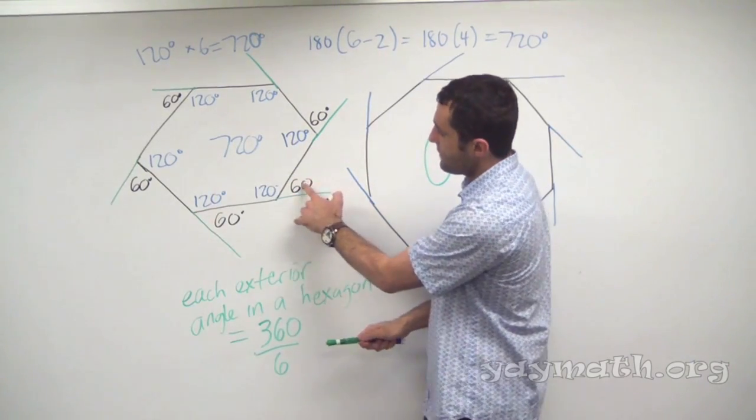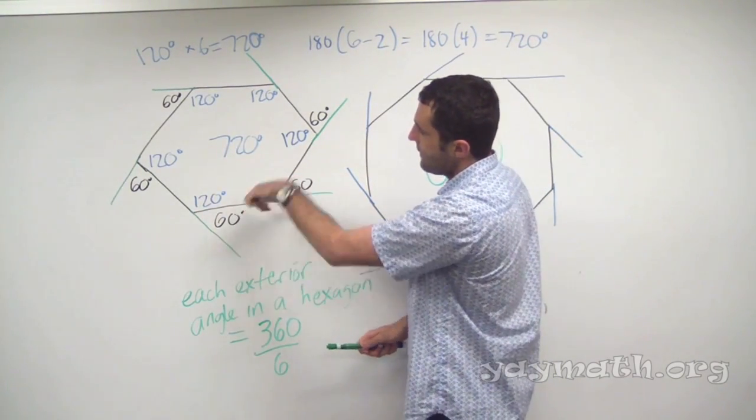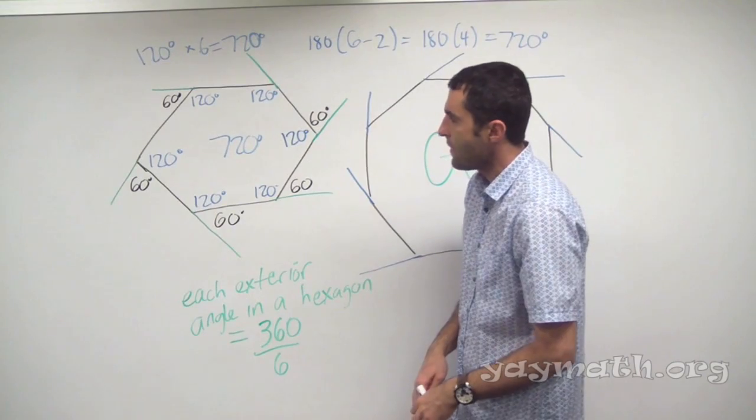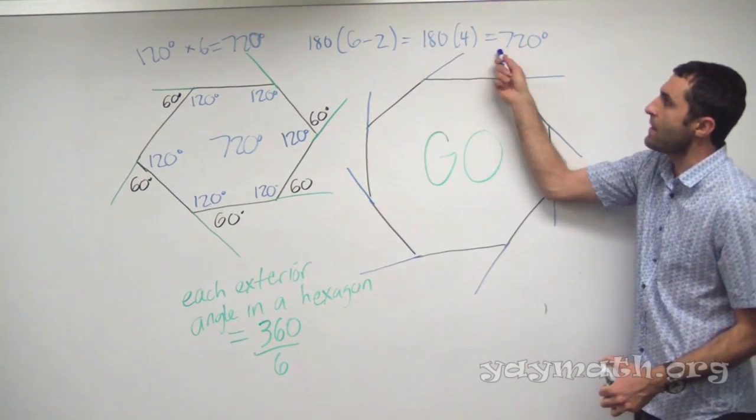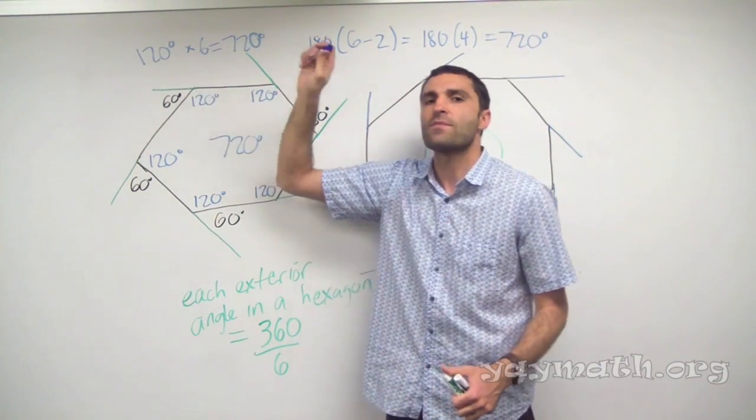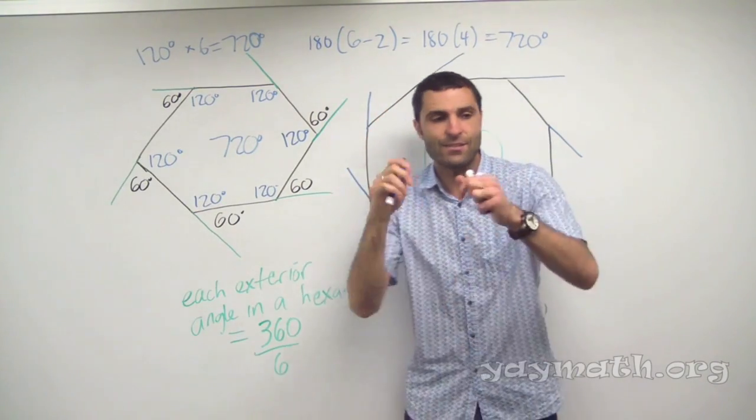Or you could basically get the 120 and then multiply it by 6. So it's the same, it's 180 times 4 or 120 times 6. All right. Last question of the day.